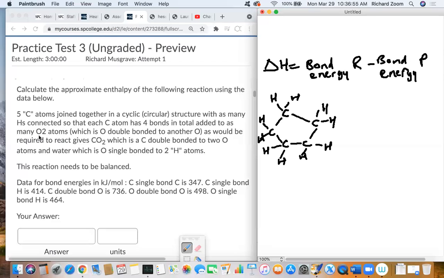Okay, so then it says we're going to add as many O2 atoms as will be required to react to give CO2 and H2O. So basically it's this, plus O2 gives CO2 plus H2O. The only problem is that this is not balanced. So we do have to balance it. So what I would do is write out the molecular formula, which is C5H10, which I can get by counting up all the C's and H's, plus O2 gives CO2 plus H2O.